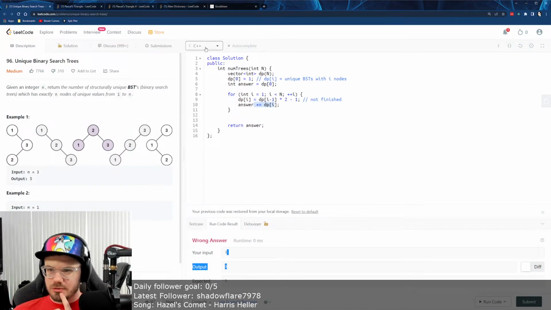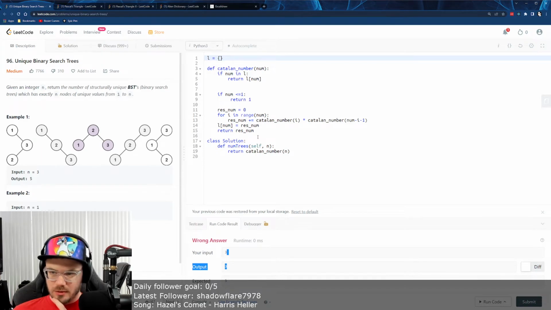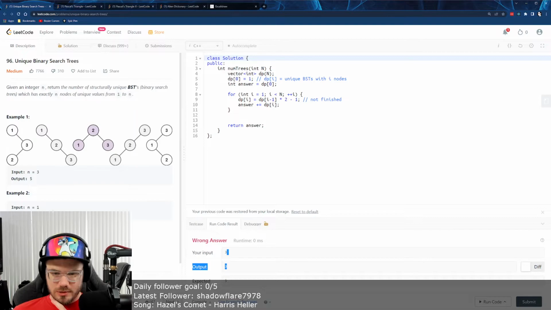So if I look at my other solution, which was Python 3, what's the runtime of the Catalan number approach? Oh, wait, you know what? It doesn't matter. I don't even know why I need to look at that. n is only 19. So since n can only go up to 19, n squared, n cubed, all of that is actually fine for this.